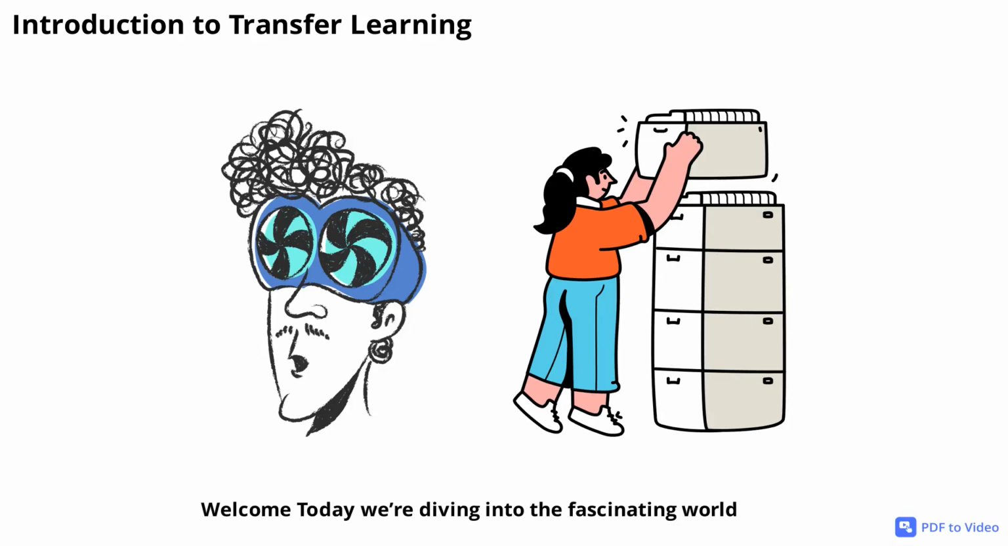Welcome. Today, we're diving into the fascinating world of transfer learning in artificial intelligence. If you've ever wondered how AI models can learn faster and perform better with less data, transfer learning is the secret sauce. In this video, we'll break down what transfer learning is, why it matters, and how it's transforming the field of AI. We'll also look at real-world examples and the science behind this powerful technique.